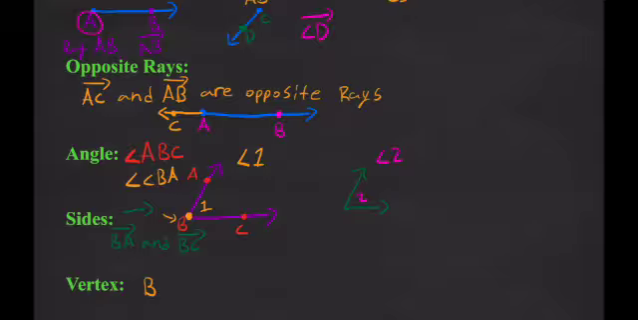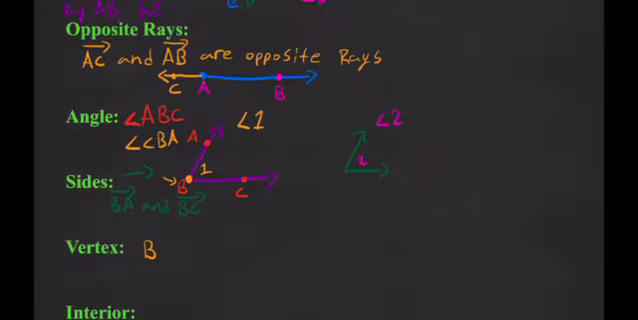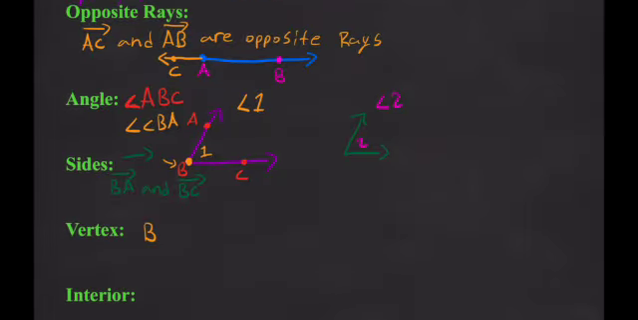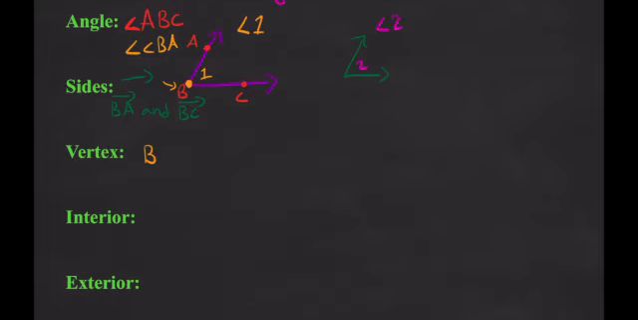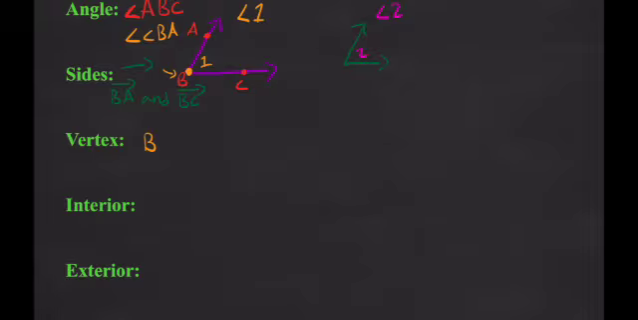The vertex is a point whenever the two angles connect. So we have the vertex, we have the sides, we have the angles, being able to name angles. We're going to talk about what it means to be interior. Let me draw a plane to be able to describe what interior means.